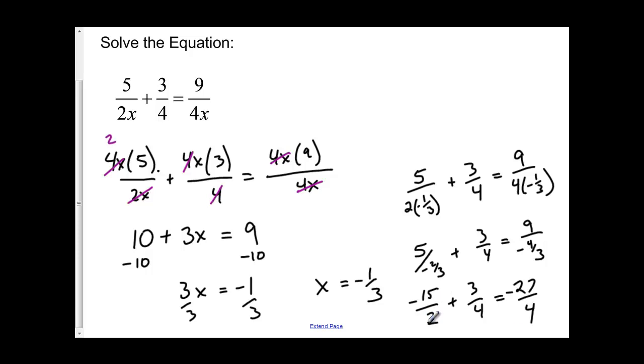When I convert this to being over fourths, I get negative 30 over 4 plus 3 over 4, and it does equal negative 27 over 4. So this is my solution. It does work out properly.